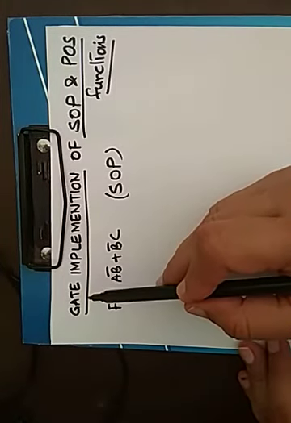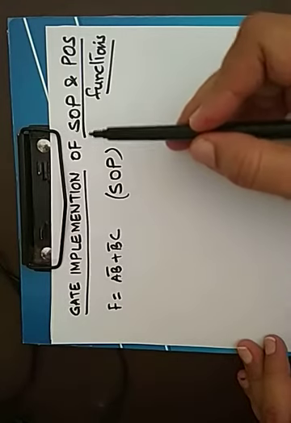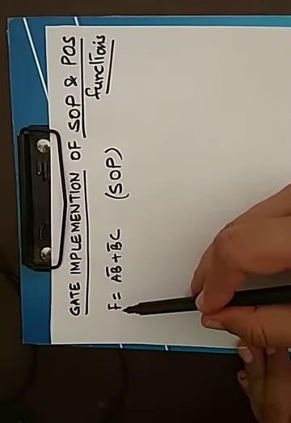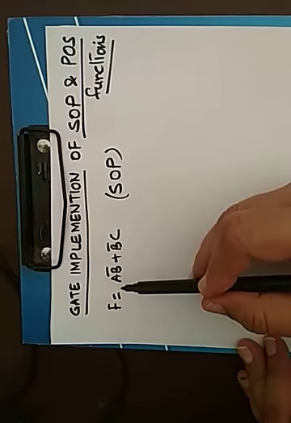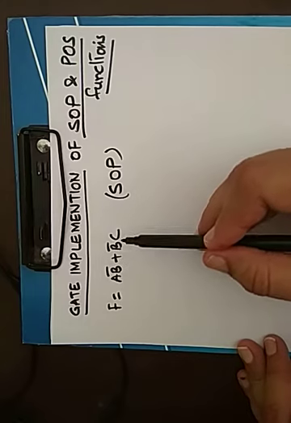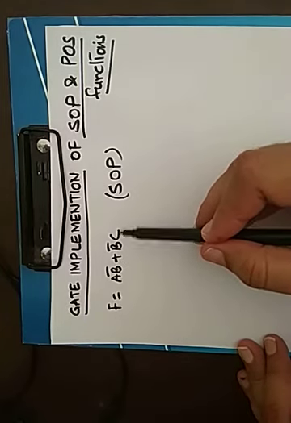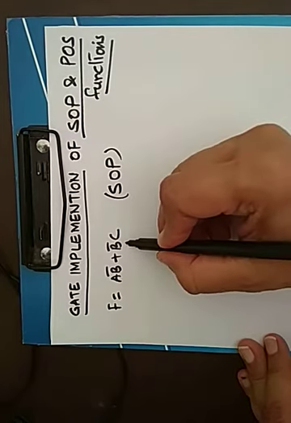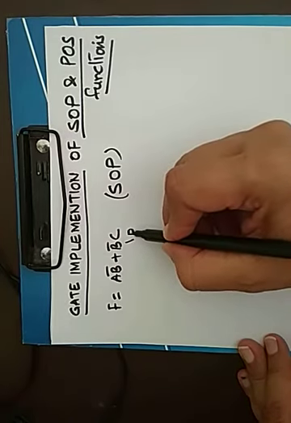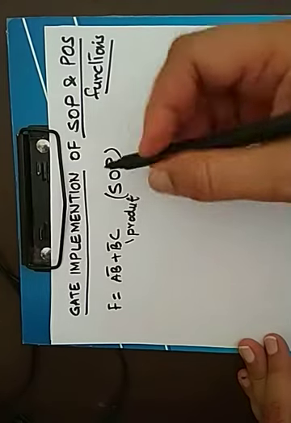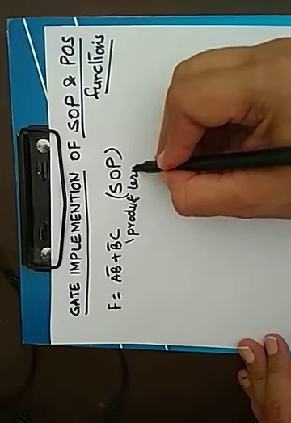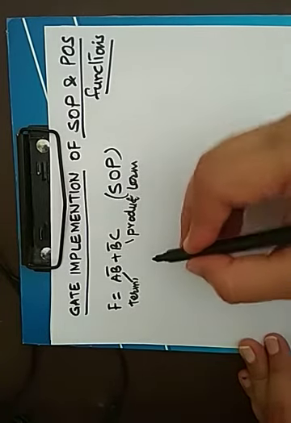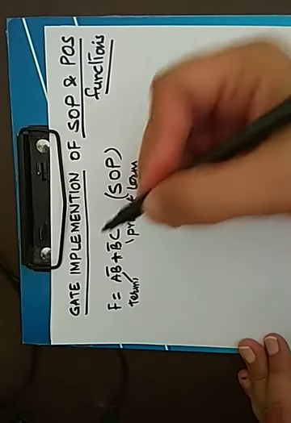We will discuss the gate implementation of SOP and POS functions. Let us start with an example of a function f equal to a b bar plus b bar c. We know that this is a sum of products function, where this is a product term, this is the second product term. So there are two product terms and the two are being added.